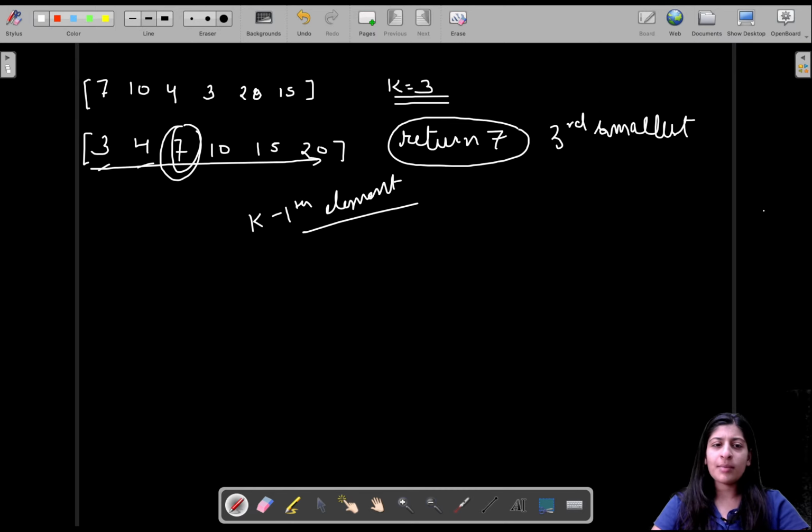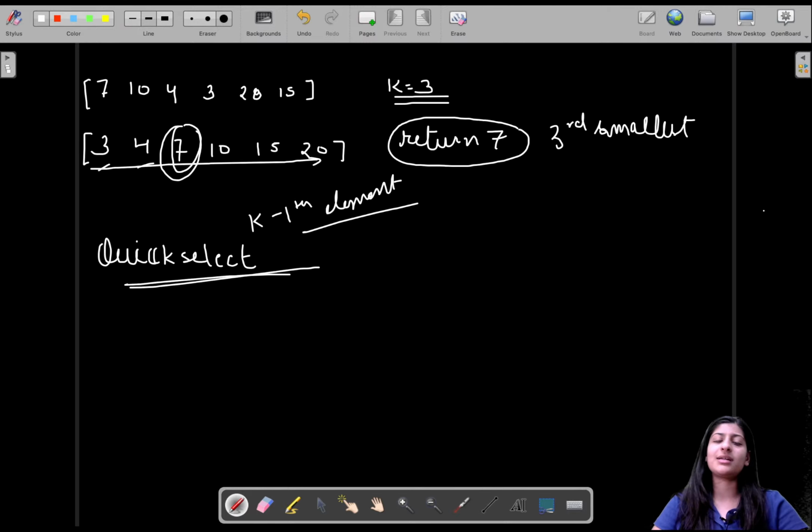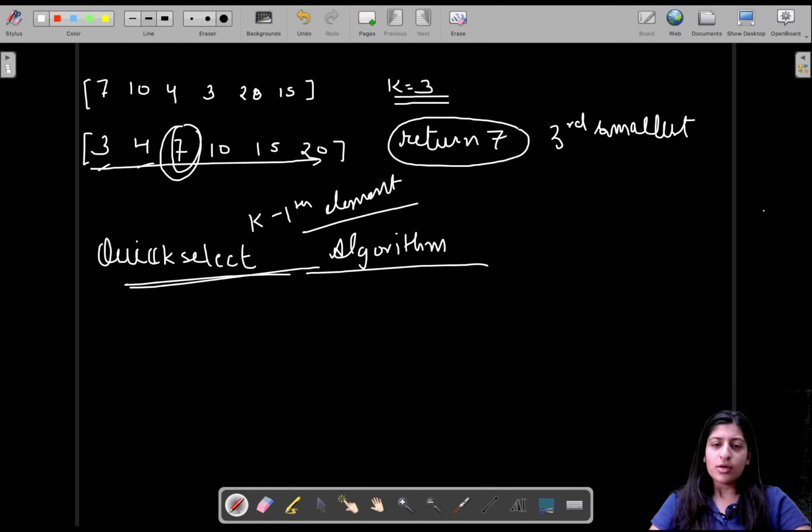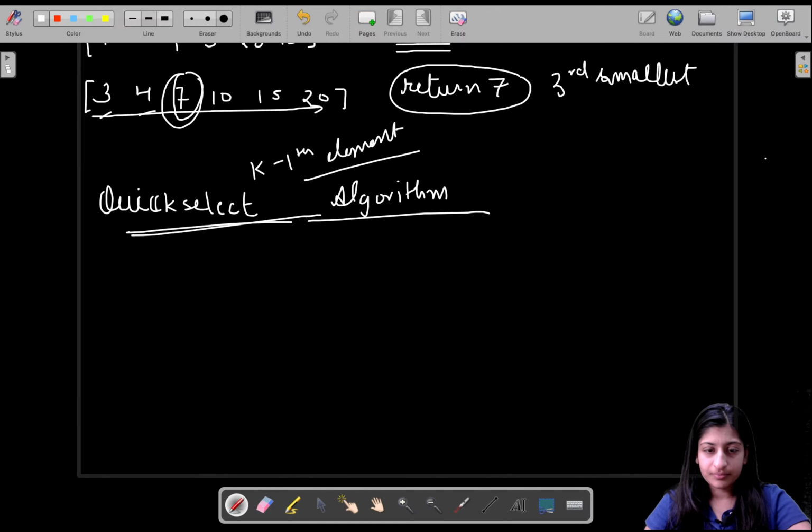Here, with this question, I'm going to introduce another algorithm. Actually, you already have learned quick sort, which I have taken in my previous lecture. Here we are going to understand what is the quick select algorithm, very similar to quick sort, and that's what we are going to use in this problem to solve it. So how does this algorithm work? You all know that we always start with taking some pivot element.